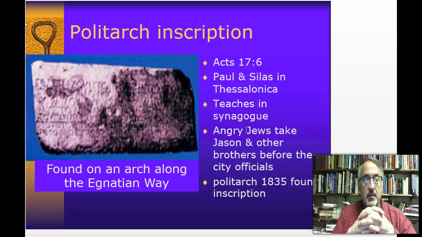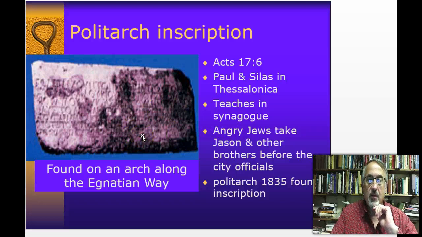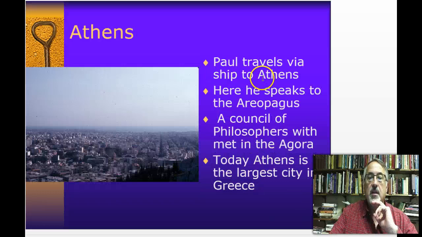in the 19th century, excavations near a city gate found an inscription and said that the gate was erected by order of the Politarchs. So it turns out that Luke, instead of being incorrect, was so correct that people thought he was incorrect. In other words, he used a very specific localized term for this. From there, Paul will travel probably by ship to Athens.